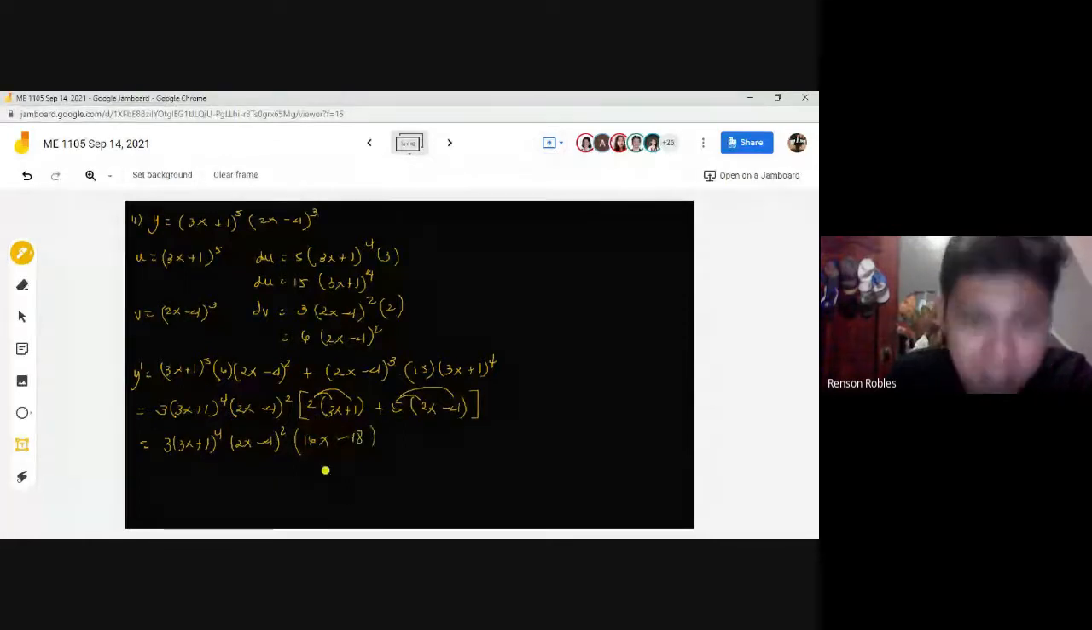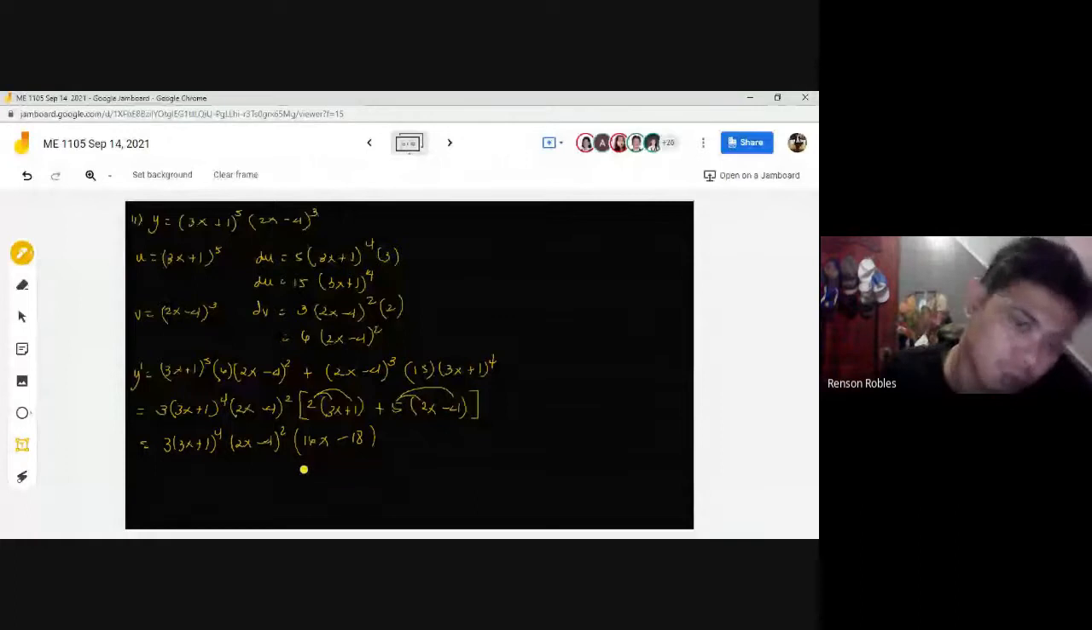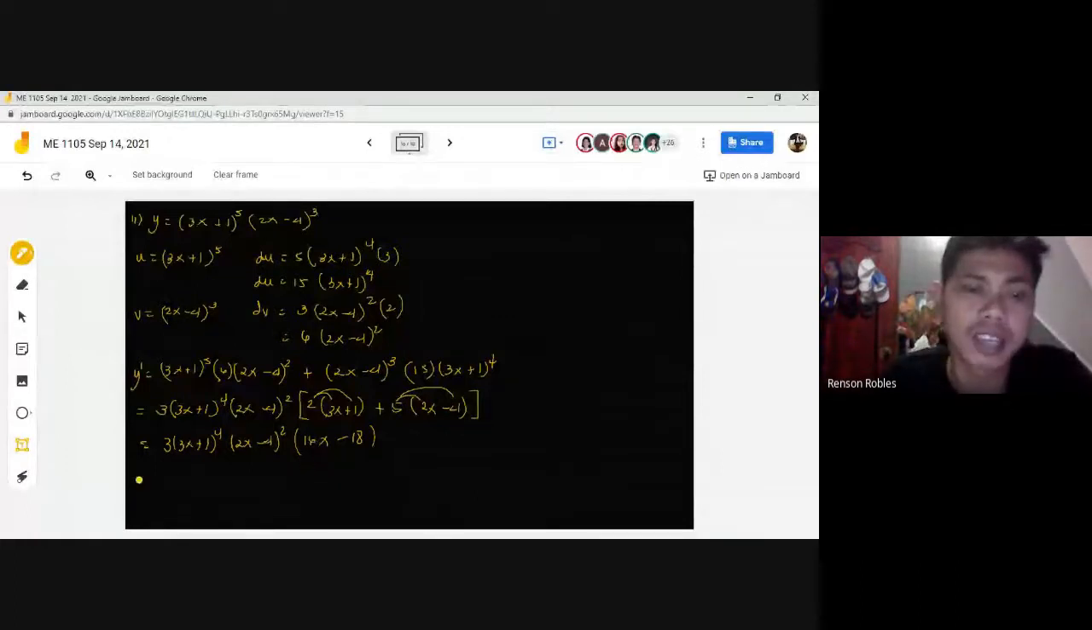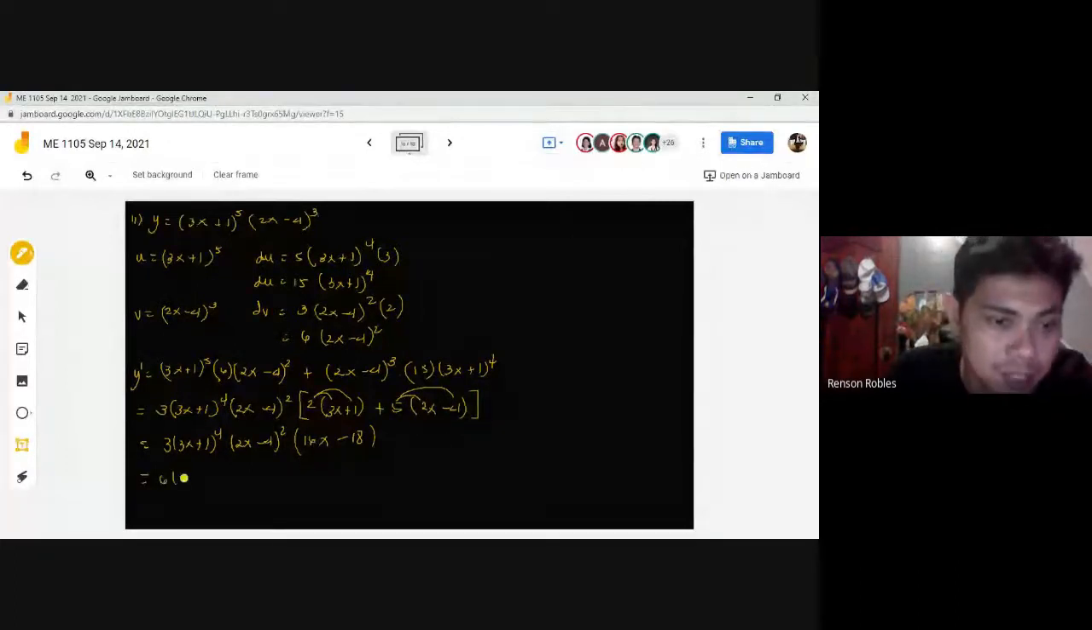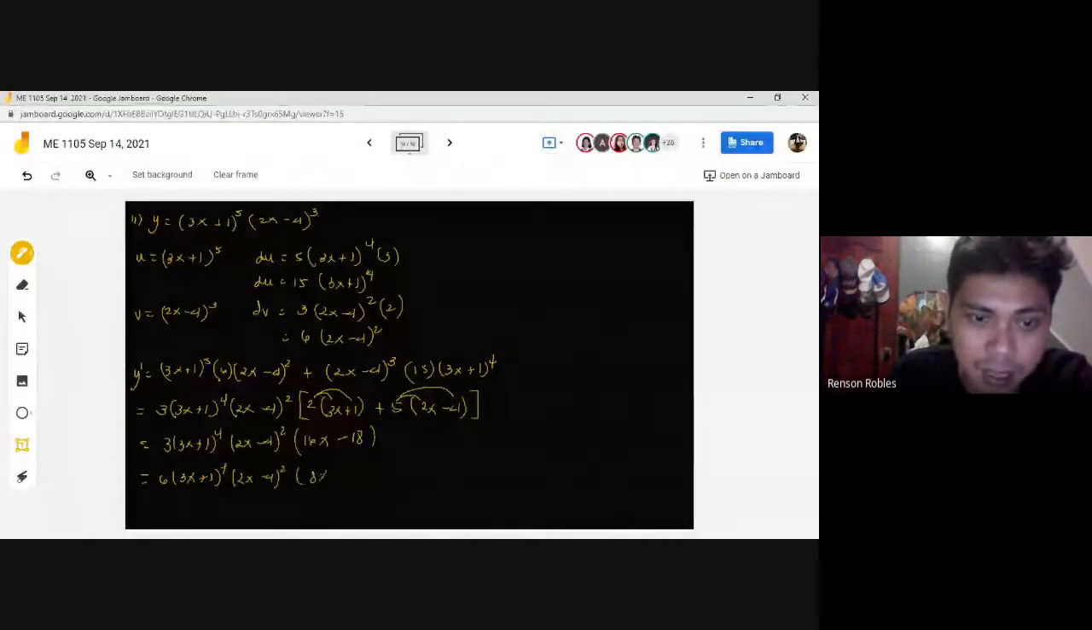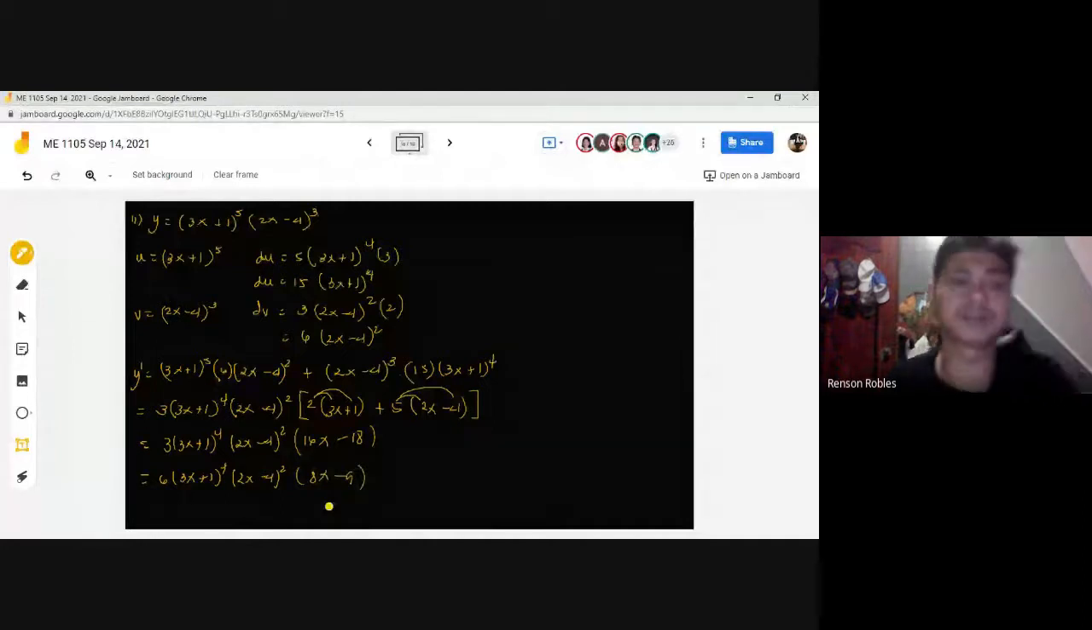And then, pwede pa kayo mag-factor dito ng 2 para maging 8 and 9. So, that will become 6 (3x plus 1) to the 4. Maglalabas ako dito ng 2 ha, kaya naging 6 yung nasa unahan. (2x minus 4) squared, then this will become 8x minus 9. Okay? That's what you call the chain rule. Kasi, I mean, dugtong-dugtong na yung pag-differentiate natin.